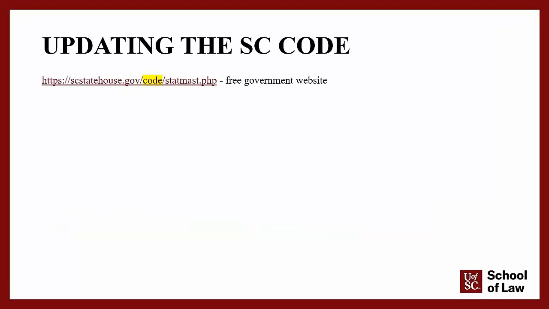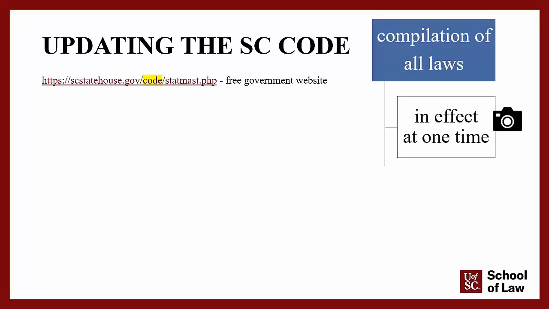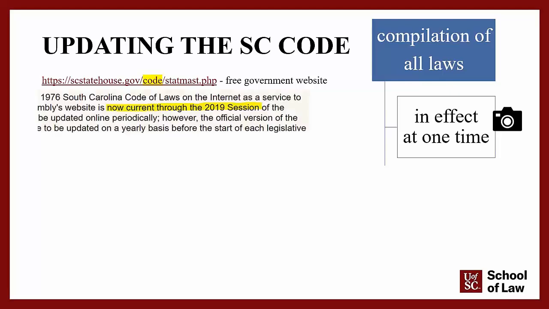Here's the link to the free government website where you can access the South Carolina Code. Remember that a code is a compilation of all laws that were in effect at one time. So what it does is it includes all of those changes from the paperback supplement. They are all together in the code online. However, it's only as updated as that paperback supplement is. So that's a big caveat that when you're looking online, it's not updated with the most recent laws. This link is, again, a free government website provided by the state of South Carolina.